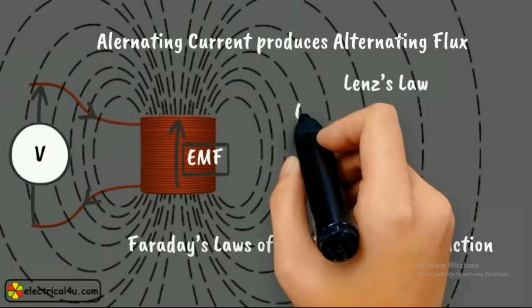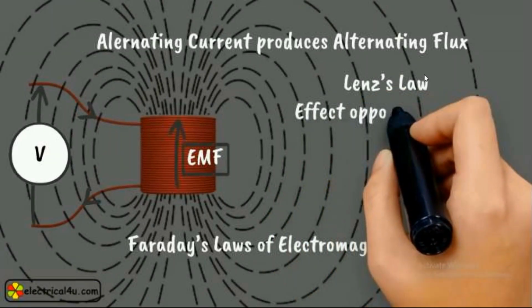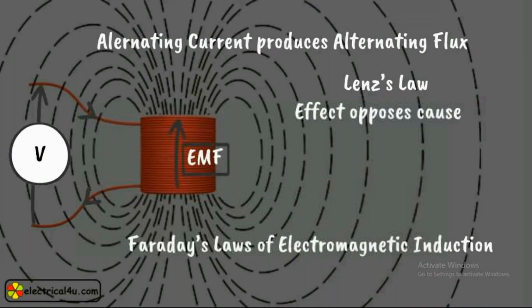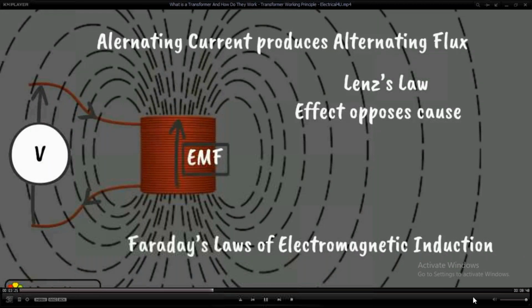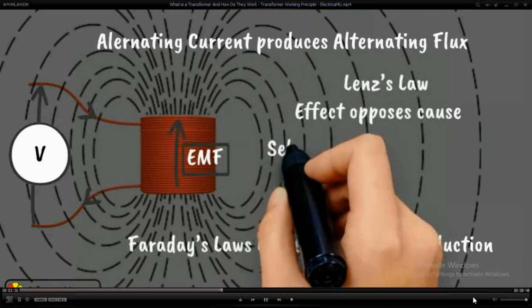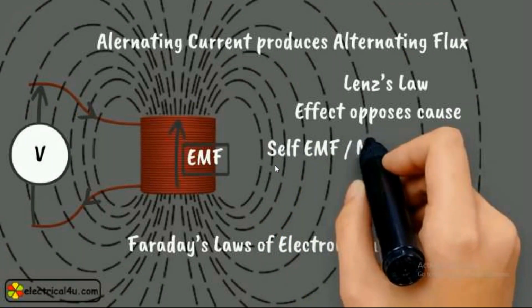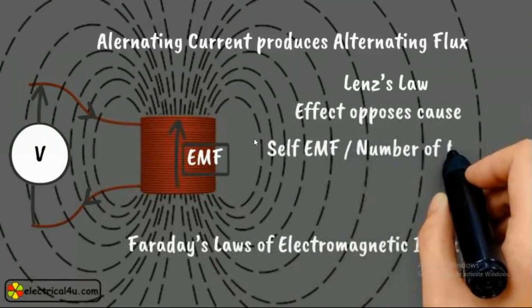Since, according to Lenz's law, effect always opposes cause, this self-induced voltage across the winding does not depend upon the number of turns in the winding, but depends on the supply voltage. But the voltage induced per turn depends on the number of turns in the winding. This is nothing but induced EMF divided by the number of turns in the winding.